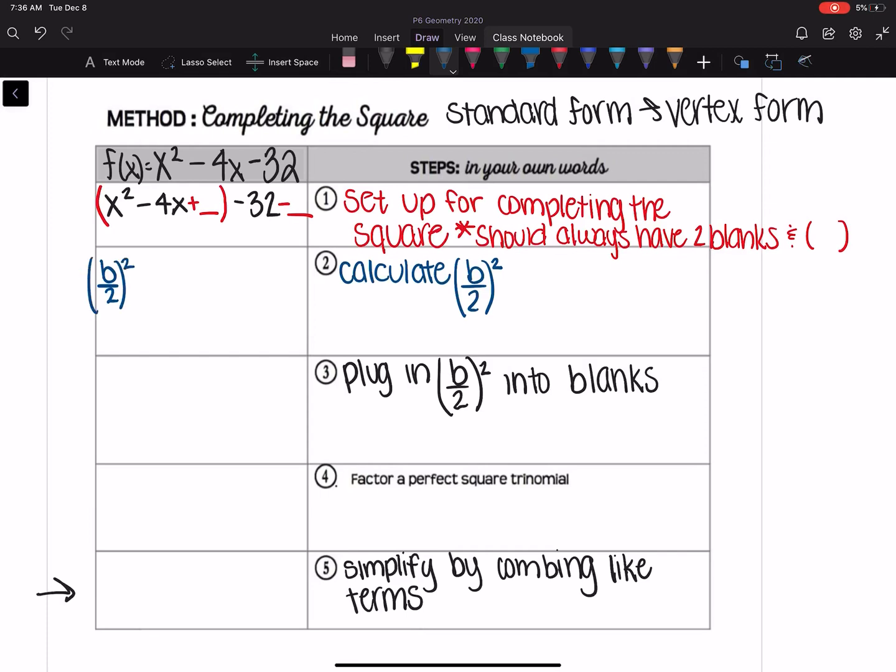How we find our b value is looking at our original equation. Since this is in standard form, I know that the coefficients of each term are my a, b, and c values. So I know my b value is -4, and I'm going to substitute that in for b. I want to simplify my fraction. So -4 divided by 2 is -2. And then I want to square -2, which gives me a +4.